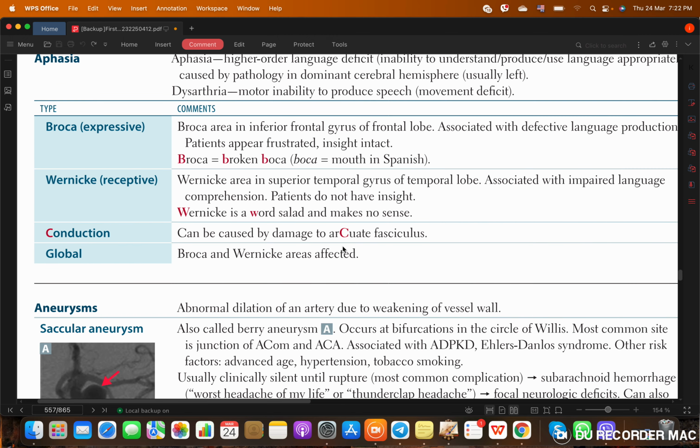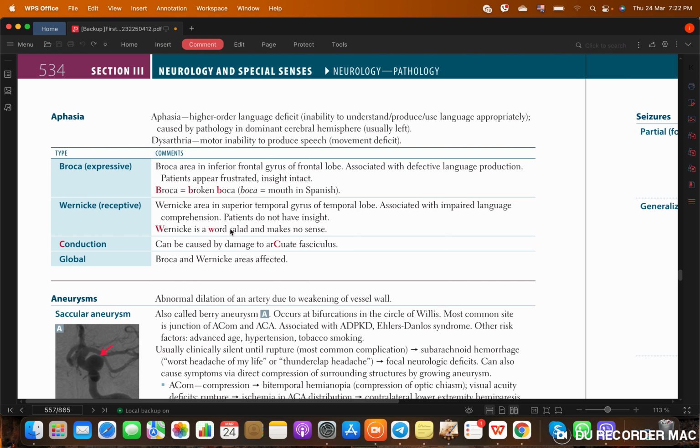Broca aphasia, also known as expressive aphasia. This patient will have a destruction of the frontal lobe area of language. Broca area is the inferior frontal gyrus of the frontal lobe, and it's associated with a defect of language production. Remember, these patients are frustrated, but their insight is intact, which means when you ask them, how is it going with you today? They will be like, huh? So that's a frustration. That's Broca aphasia. They are unable to get the word out, okay?